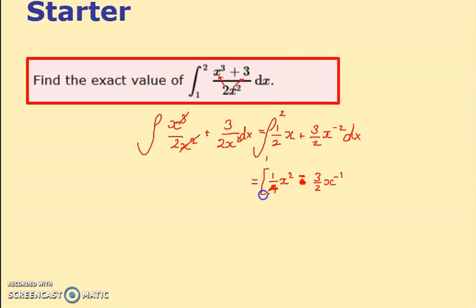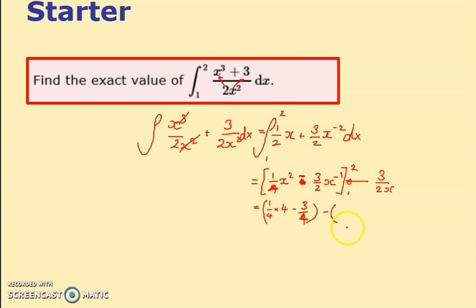This then has limits of 1 and 2, so I put 2 in. That's a quarter of 2 squared, which is 4, minus 3 over 2. Now this might be better thinking of this as 3 over 2x. The x now is on the bottom, so the 2 's on the bottom. So that makes that 3/4 there. That's the first one. And then I put 1 into this same thing.